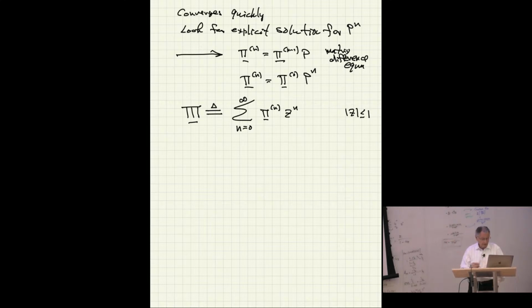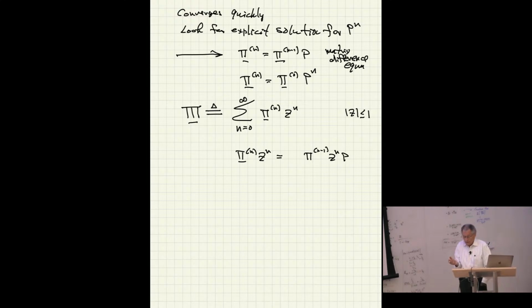So let's start with that, okay? On the left-hand side, I got pi super n, multiply it by z to the n. On the right-hand side, I'll leave a little space here. I've got pi super n minus 1 z to the n times P. P is not a function of n. Next step, after you multiply by z to the n, what do you do? Sum. So let's sum it over all possible values.